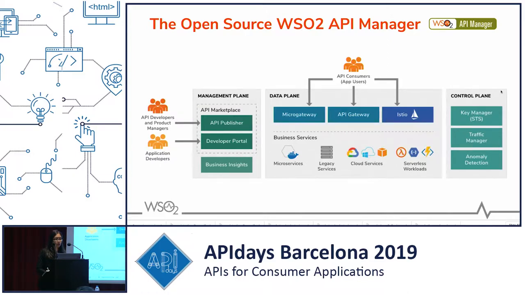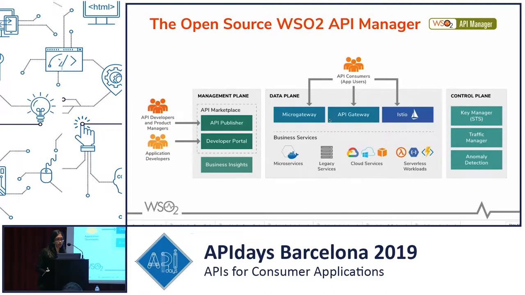So we also have a control plane, which consists of a key manager, a traffic manager, and an analytics component. The key manager is pretty much in charge of issuing and managing tokens. And the traffic manager can enforce throttling and basically control traffic. And the anomaly detection or the analytics component can provide business insight to stakeholders and also trigger alerts if any anomalies are detected.